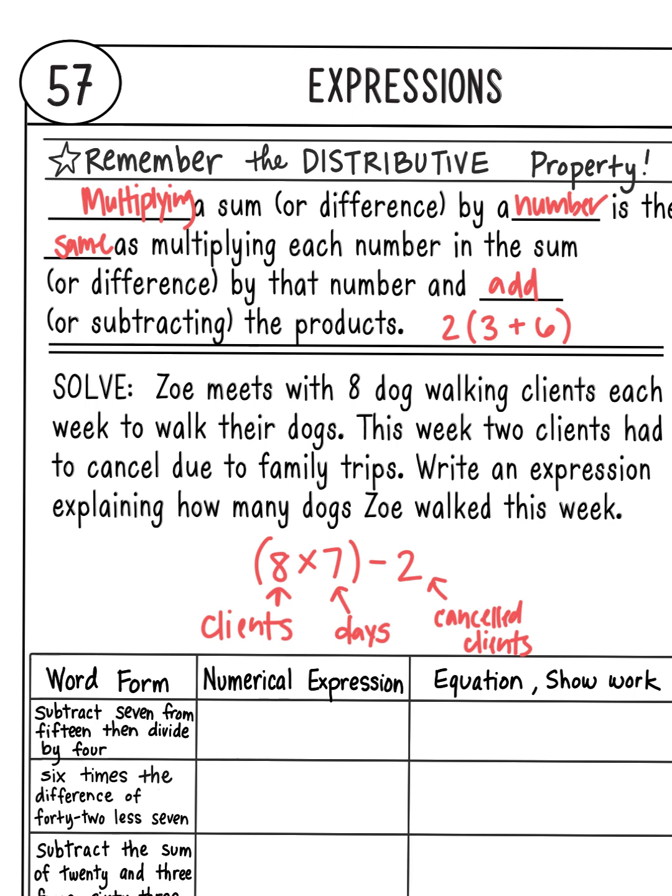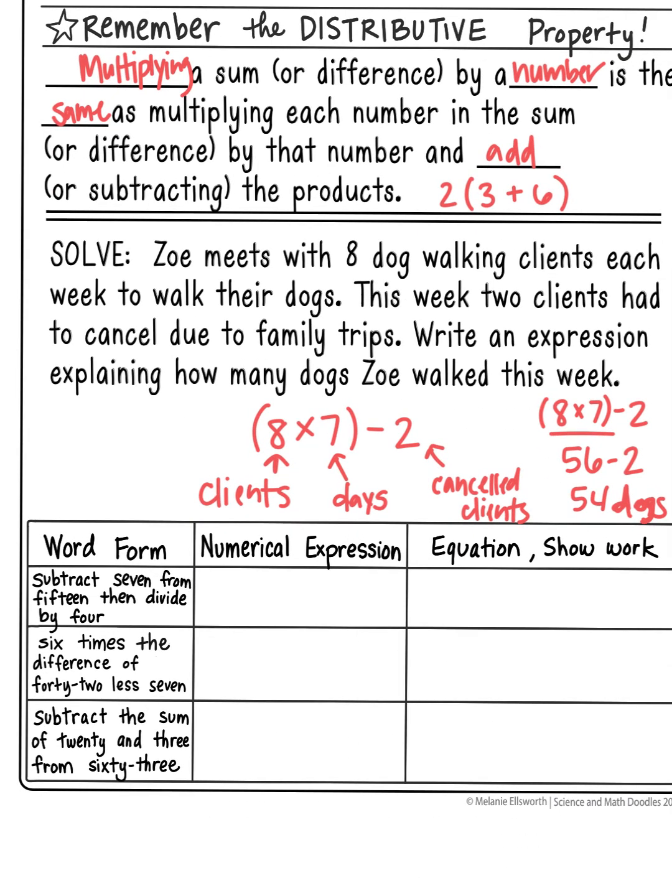Okay, so I would do my parentheses first. So I'm going to rewrite it over here so that we can actually solve it now. So 8 times 7 is 56. And then take away the 2, so it's going to be 54 dogs that Zoe walked, not days. That's a lot of dogs. That's a lot of little doggies. I love my dogs.